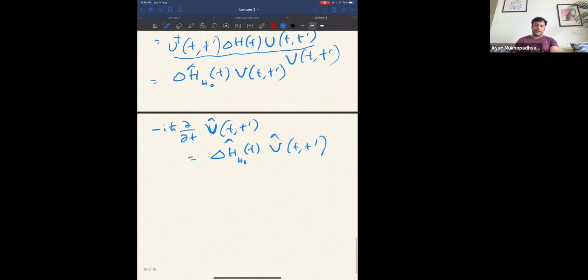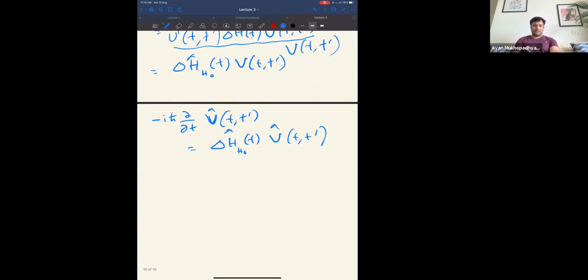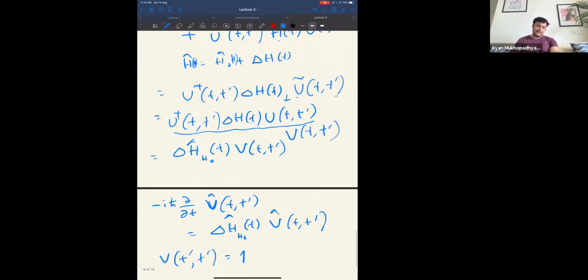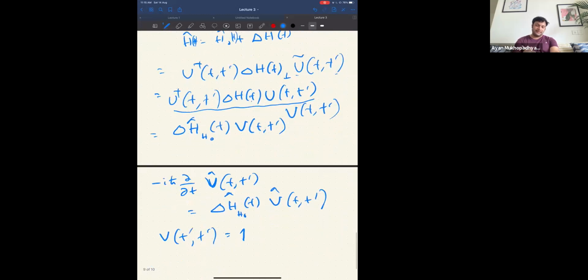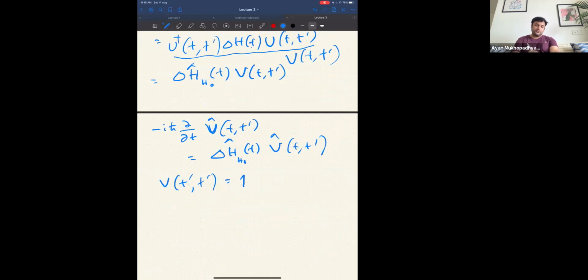Now you can do a similar trick. Remember that you can convert this, and now you can also say that when T prime is equal to T, V(T, T prime) is equal to identity. That's obvious because separately both U and U dagger go to identity when T is equal to T prime. So V(T, T prime) is also equal to identity. And now you can convert this differential equation into an integral equation.